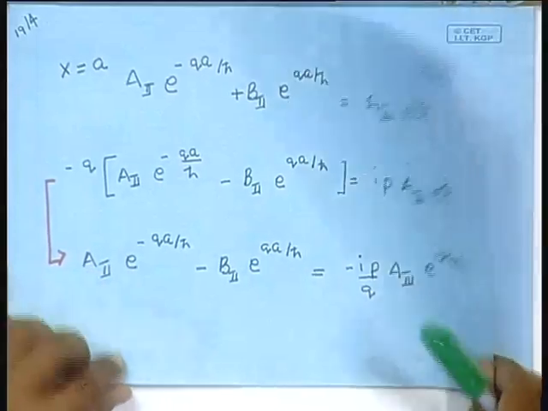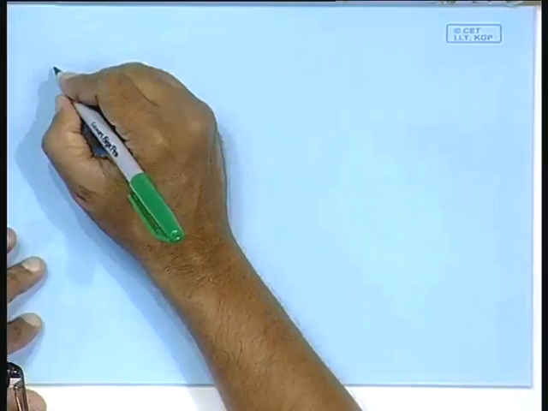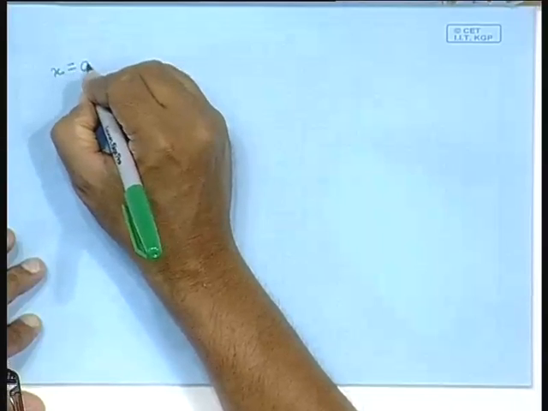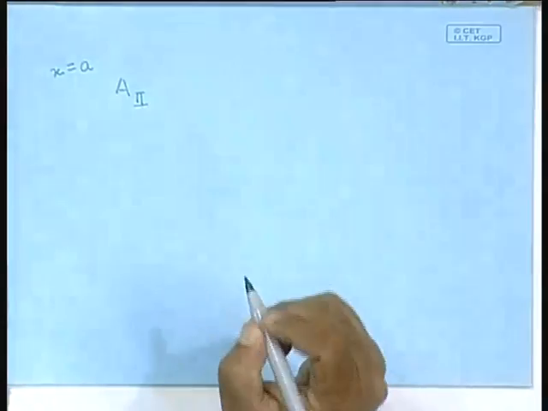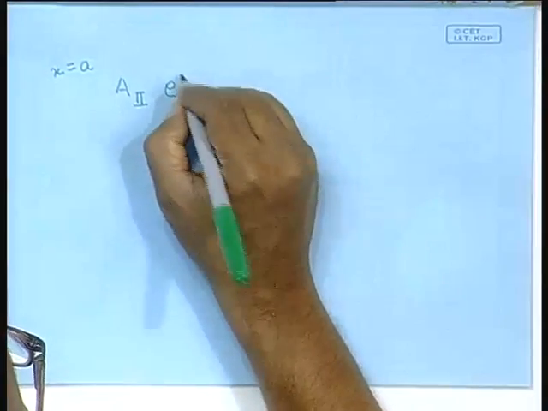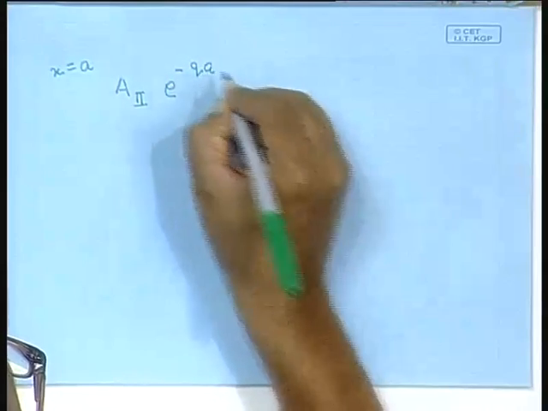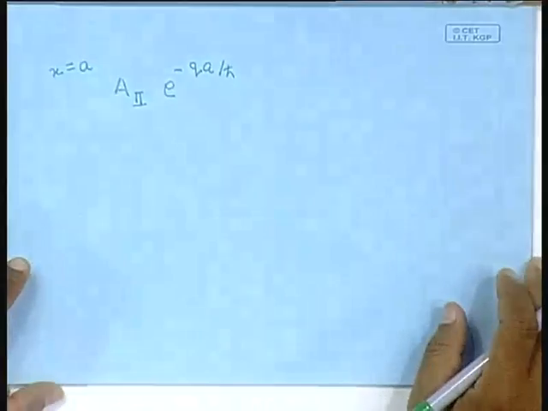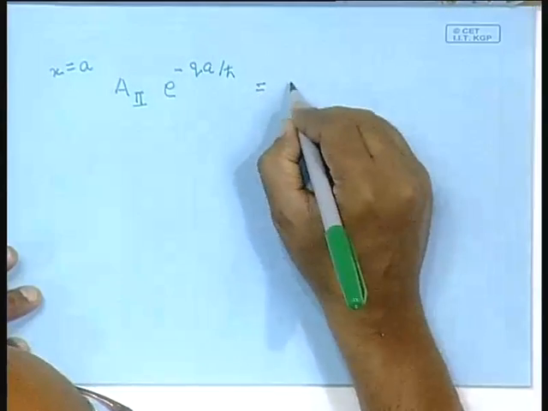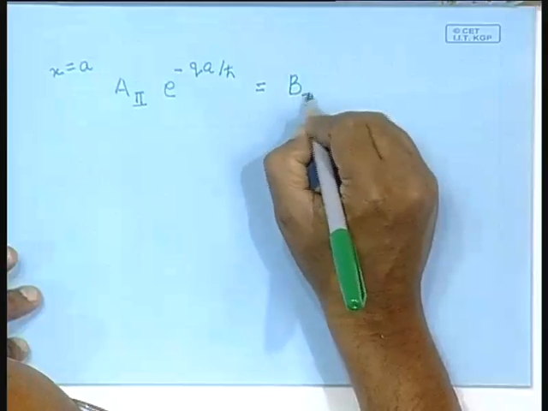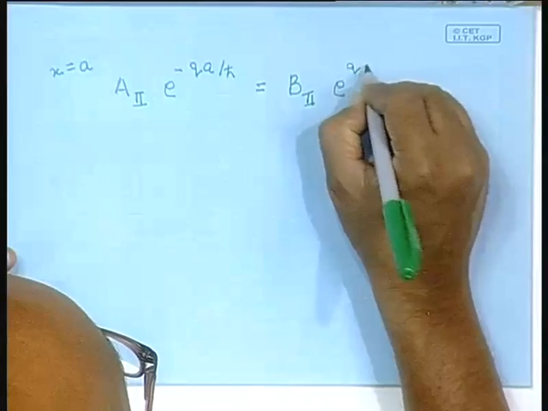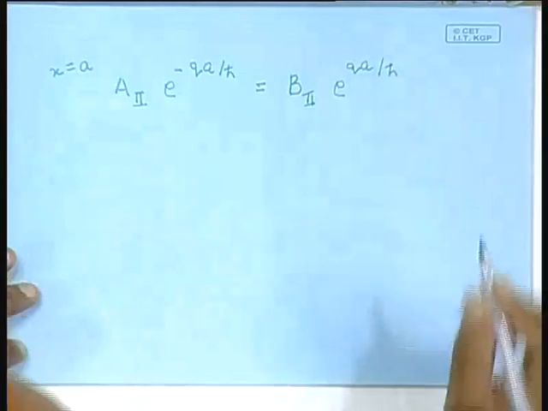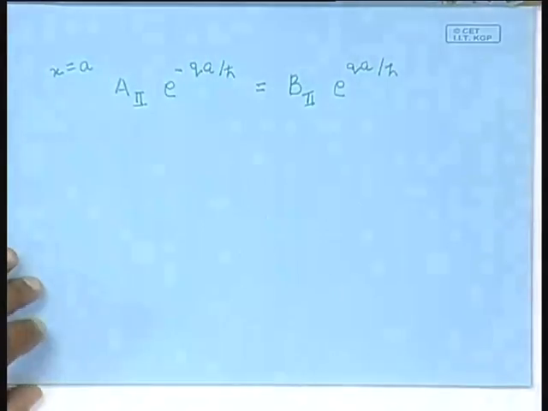So, the boundary condition at x equal to a, the second boundary condition at x equal to a, tells us that A2 e to the power minus qa by h cross is equal to B2 e to the power qa by h cross. So, it tells us that these two factors have to be equal.